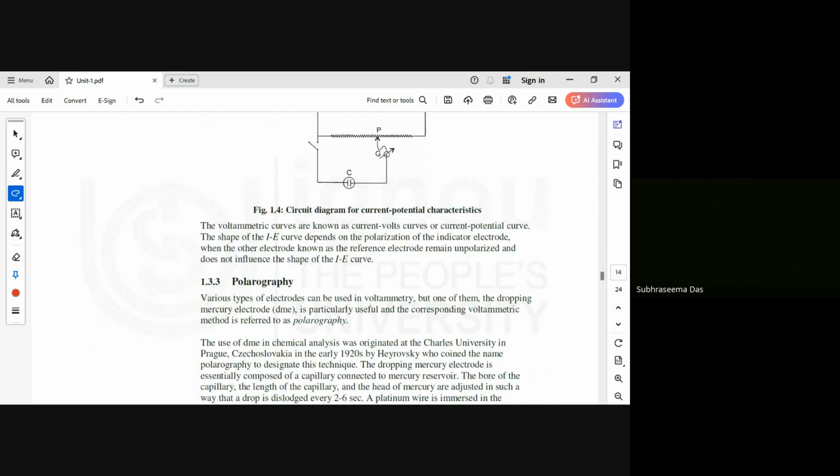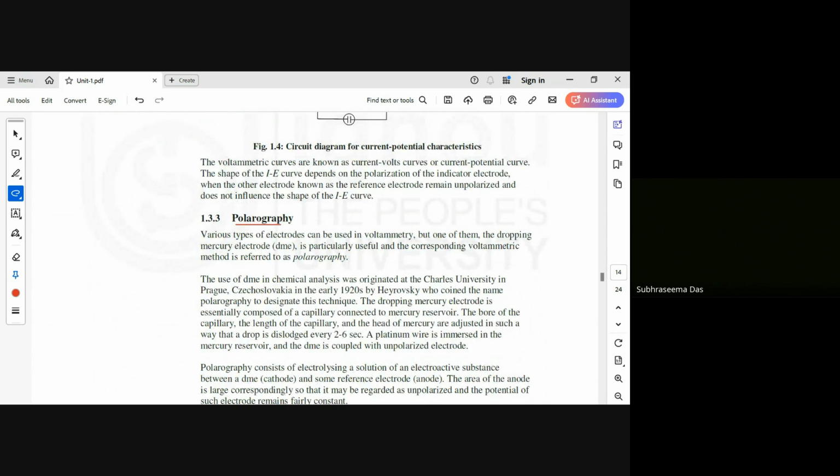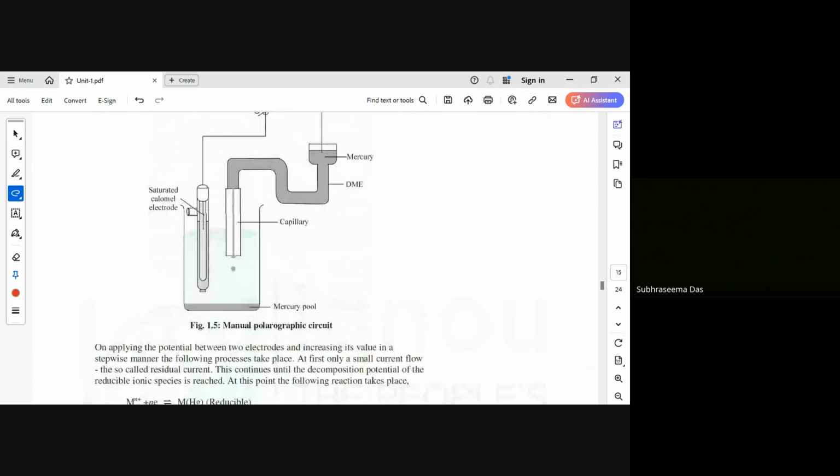The next part, a different electroanalytical technique, is called polarography. Polarography is a particular type of voltammetry which involves a particular electrode called the dropping mercury electrode, DME. This DME particularly refers to polarography. The use of polarography originated way back in the 1920s. Here a platinum wire is immersed in the mercury reservoir. A mercury reservoir is taken and the platinum wire is dipped into it, and the DME is coupled with an unpolarized electrode. Figure 1.5 represents a manual polarography circuit.